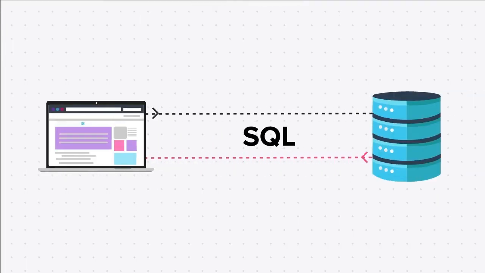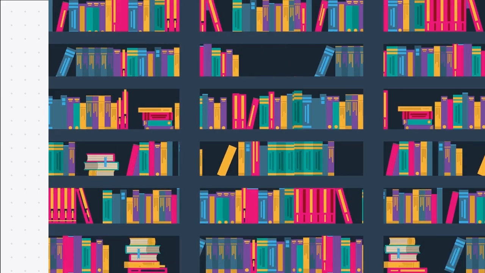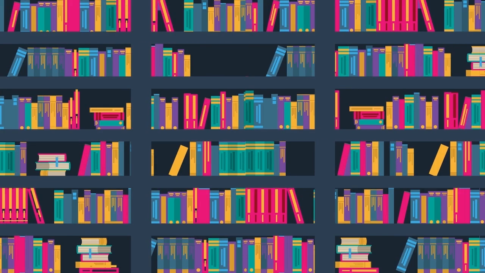SQL basically helps web applications in communicating with the database software to retrieve or store data from or in the database. Now, you may already know what a database is, but for all of you who don't, a database is a set of neatly structured data. A simplified example of database would be a library. If you think about it, books are nothing but data.